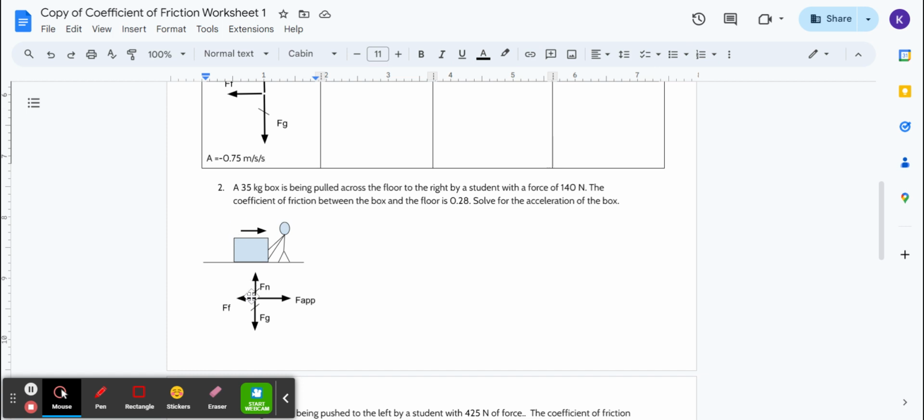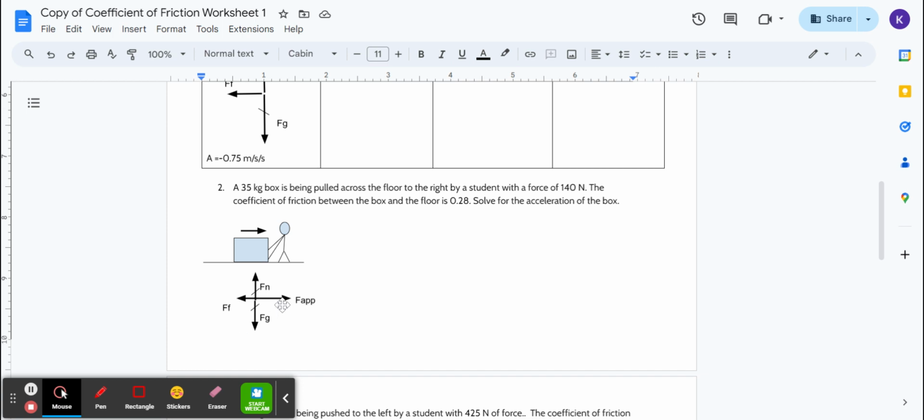So I've got my sketch. I've got my free body diagram. Fn and Fg are equal. The applied force is to the right. I'm not going to call it tension because it's not really a rope. And the friction is to the left.